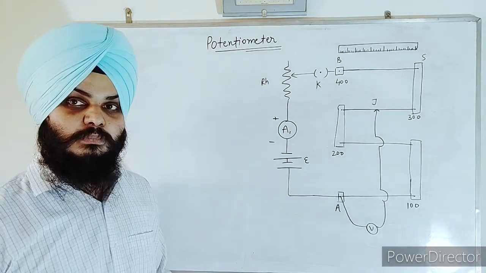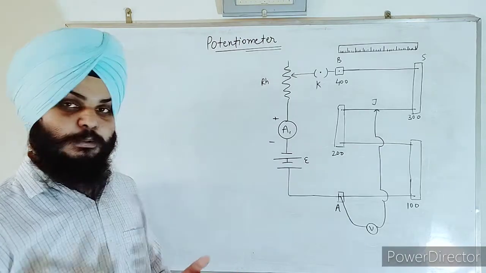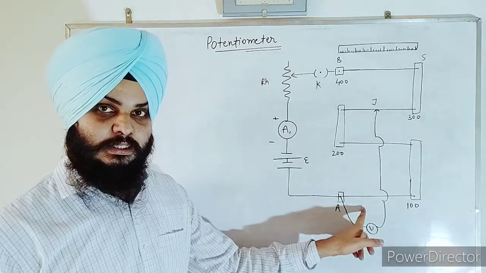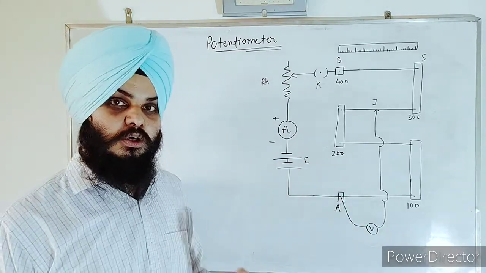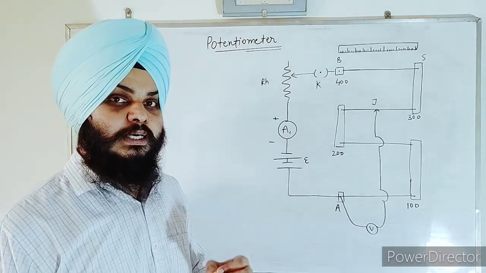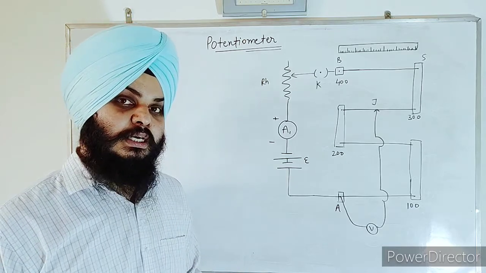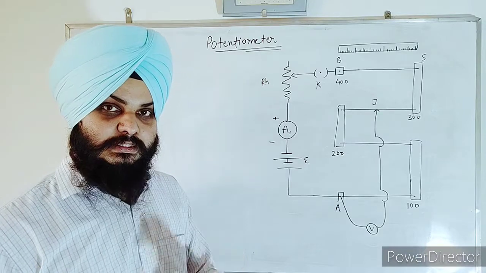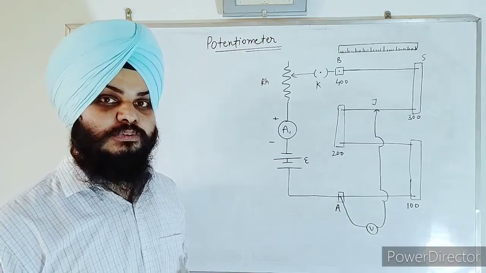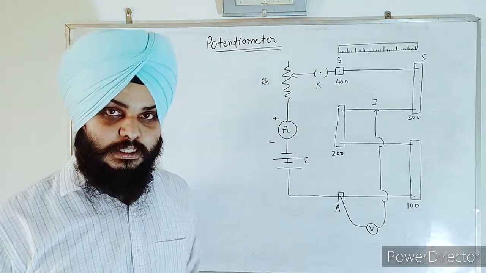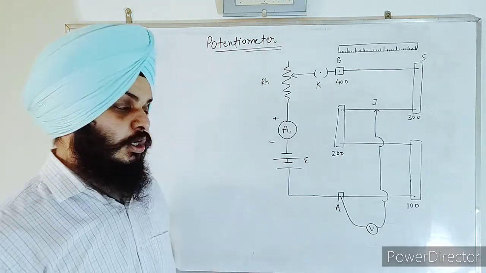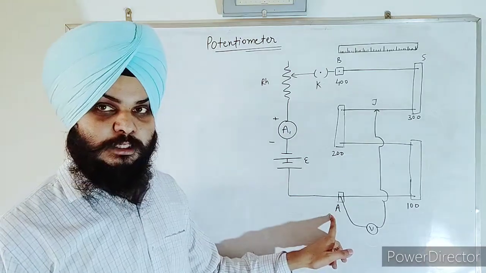So our main part for the potentiometer is this. The potentiometer wire is generally made of manganin or constantan. These are materials which have a very low temperature coefficient of resistance. That means for these materials the resistance does not change very abruptly with a rise of temperature. As we know, whenever we run a circuit, the temperature of the wire or conductor rises. So this is the starting point.